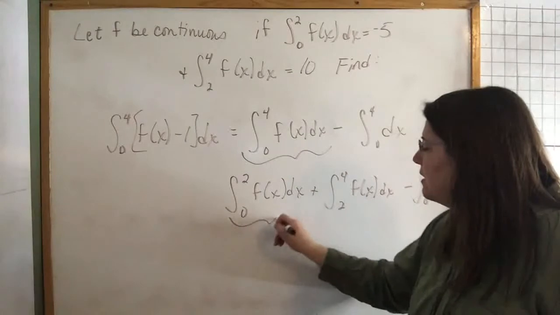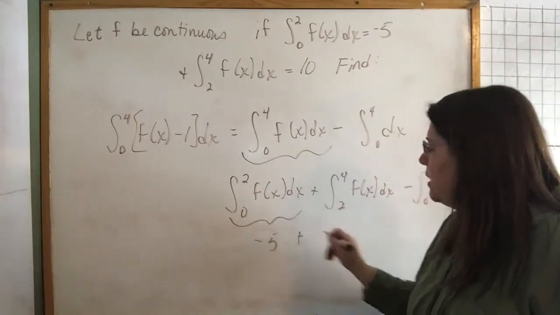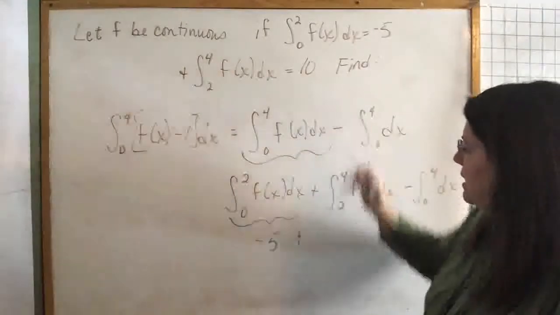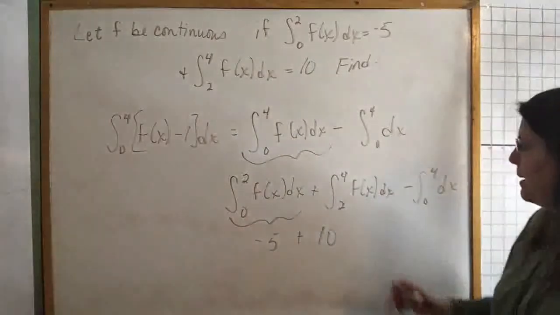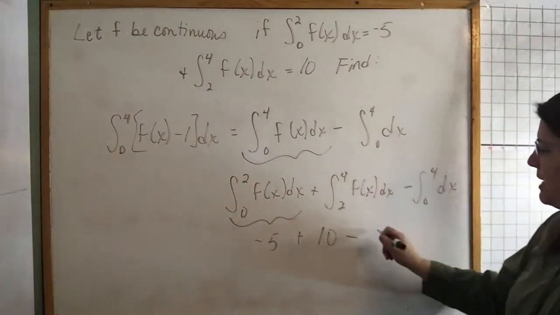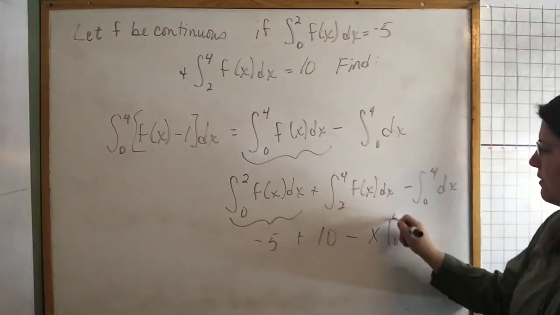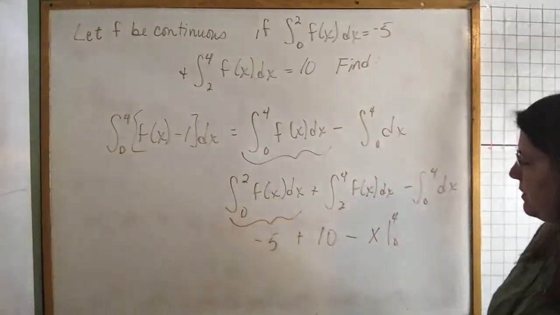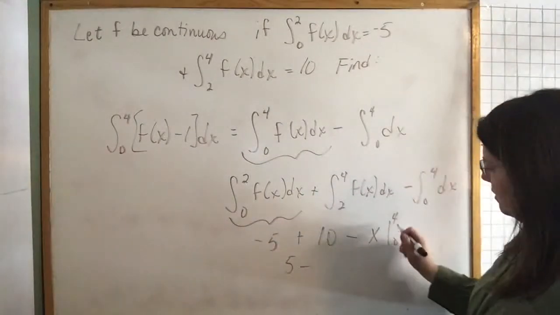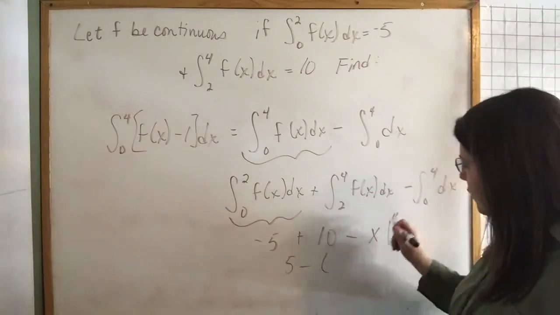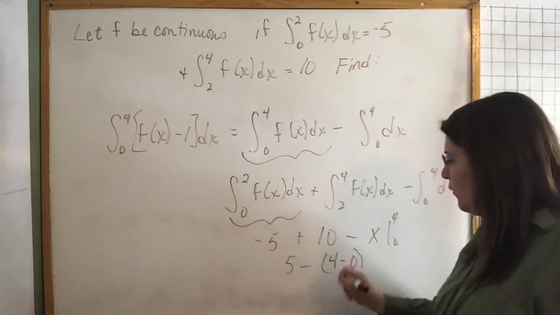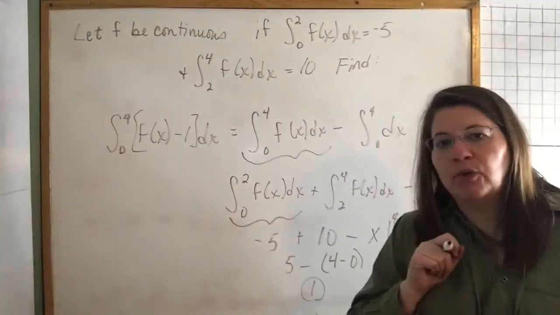So I can replace this with -5 plus the integral from 2 to 4 of f of x dx, which is 10. So I'm going to add 10 minus the integral of dx, which is just going to be x, going from 0 to 4. If I compute that, I've got negative 5 plus 10 is 5, minus, now to plug in, 4 minus 0. So I have 5 minus 4, which is 1 for our final answer.